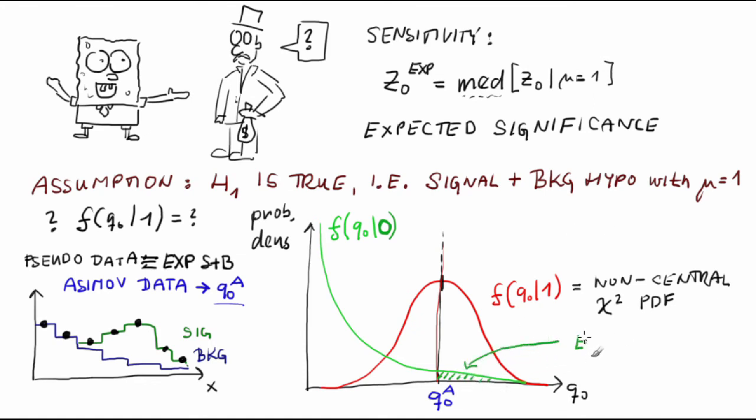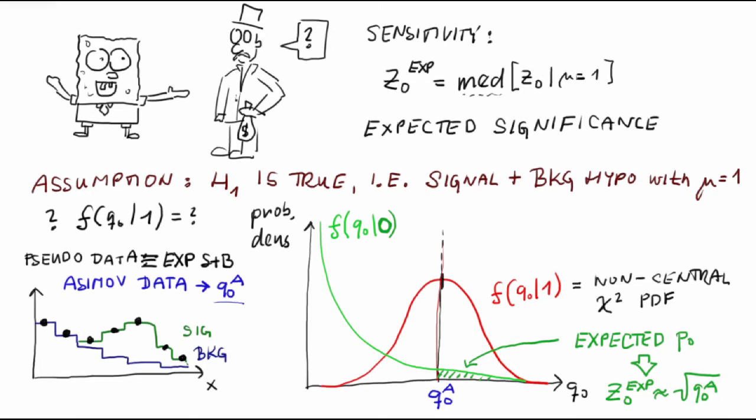We get: the median of z sub 0 given 1 is approximately equal to the square root of q sub 0a, where q sub 0a is the value of the test statistic for discovery obtained with the Asimov dataset.